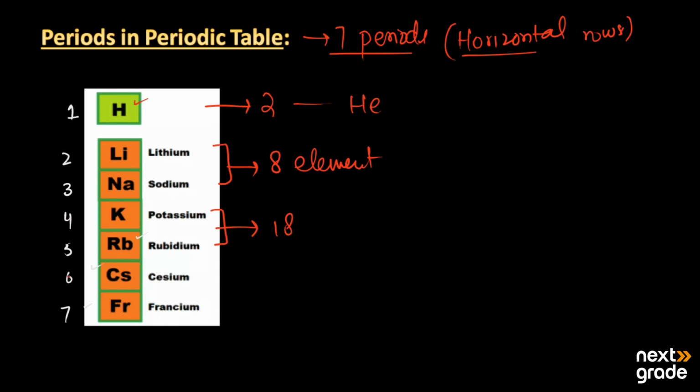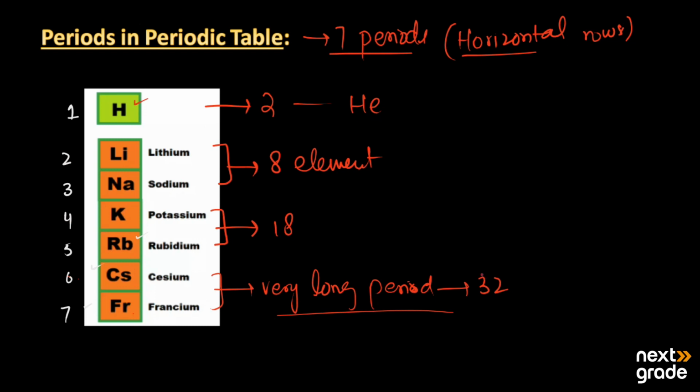After that, we have periods number 6 and 7, which start from cesium and francium. They are known as very long periods, and they contain 32 elements each. So these are the periods present in the periodic table.